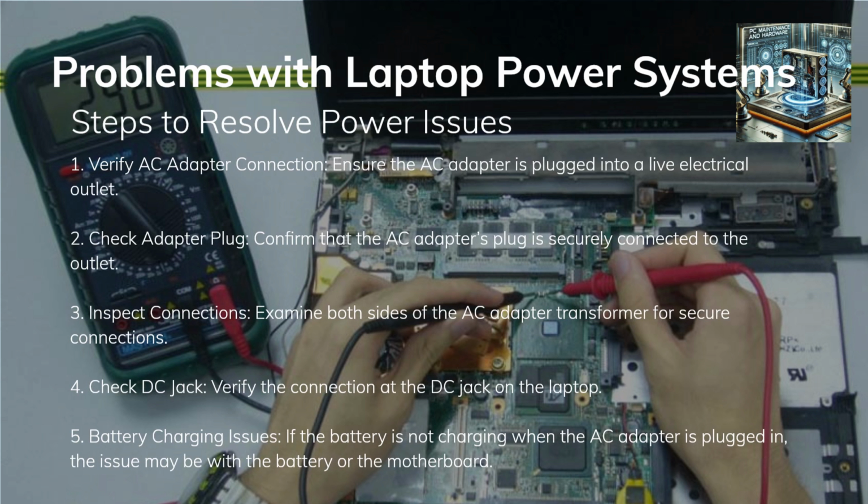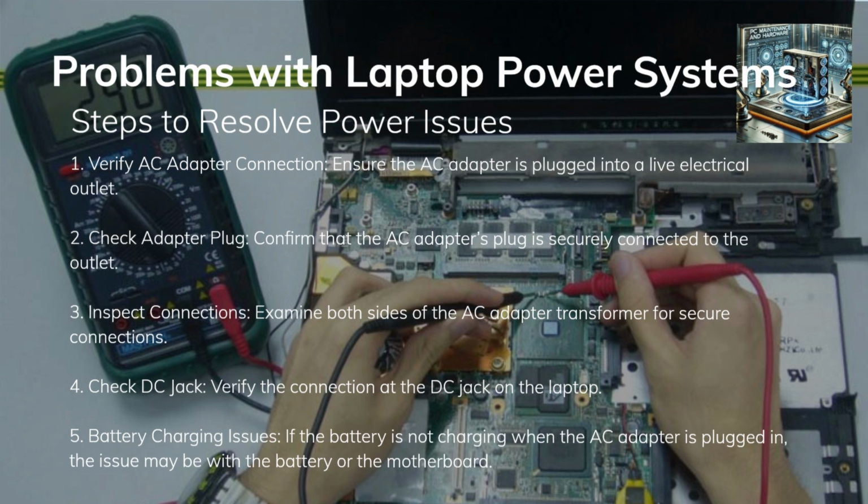If your laptop isn't getting power or the battery indicator light is on but not charging, follow these steps. First, make sure the AC adapter is plugged into a working electrical outlet and the plug is secure. This may seem silly, but I have seen experienced technicians overlook this simple check only to complicate their lives as they misdiagnose the problem. Check both sides of the AC adapter transformer to ensure the connections are tight, and also inspect the connection at the DC jack on the laptop. If the battery still isn't charging when the AC adapter is plugged in, the issue might be with the battery itself or possibly the motherboard.